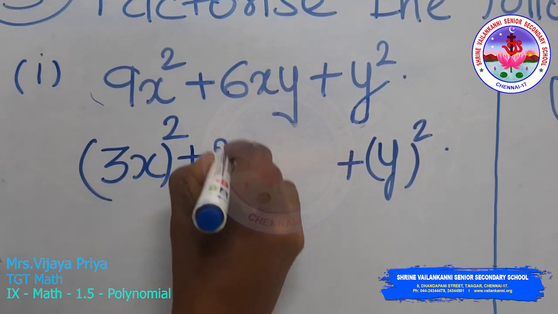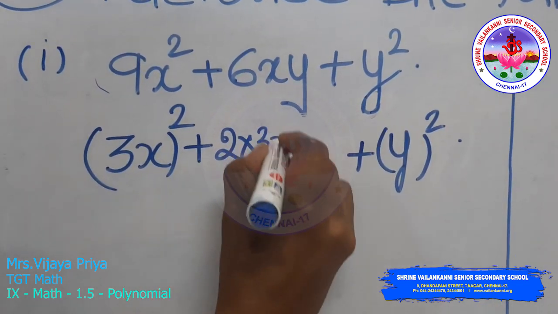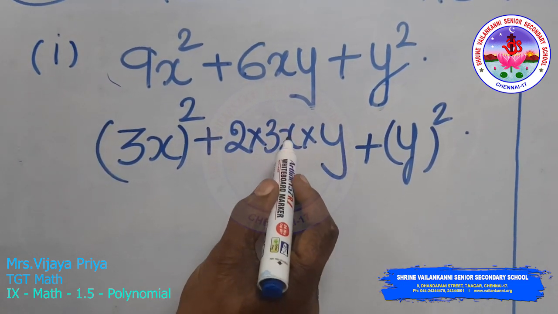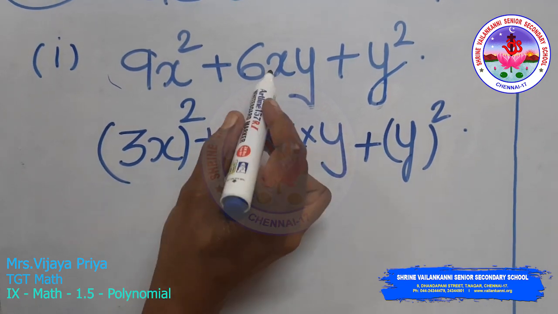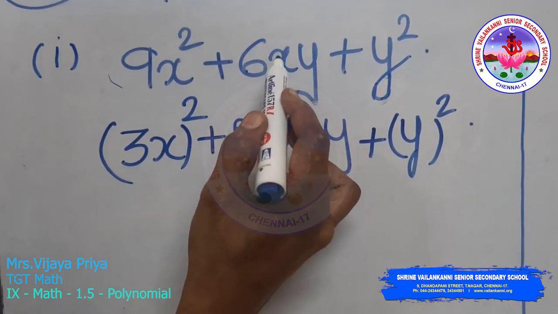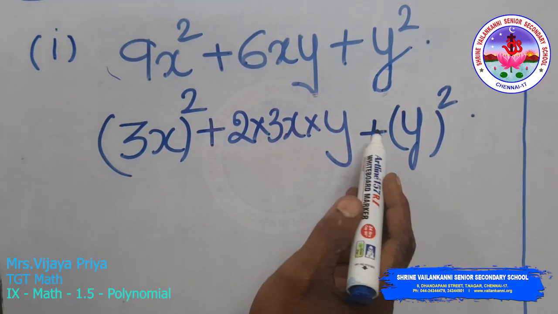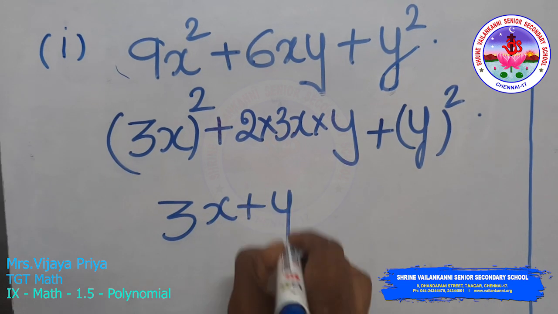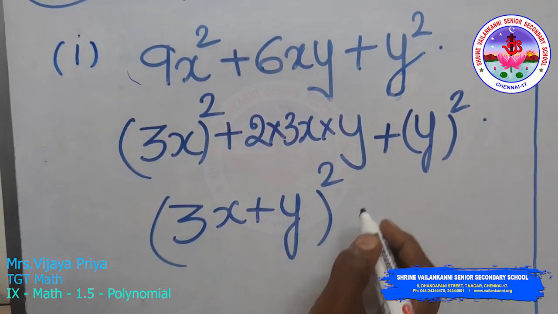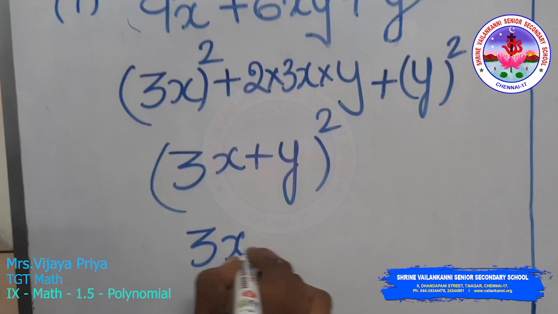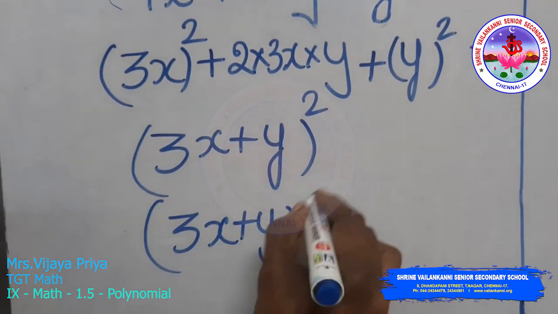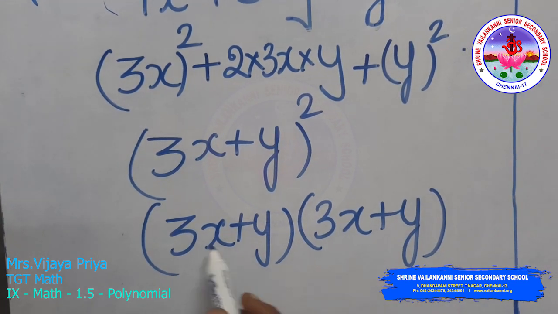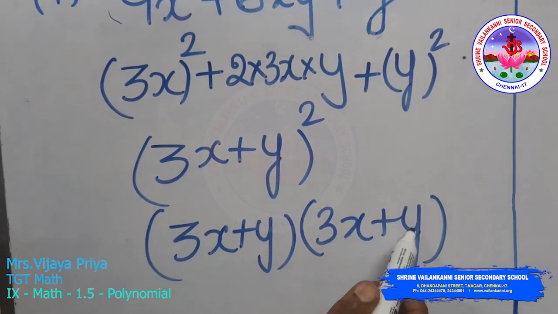The middle term will be 2 into 3x into y. If I multiply, 2 threes are 6, and x into y, so this term becomes 6xy, which satisfies the middle term. So it is of the form (x + y) whole squared. This expansion becomes (3x + y) whole squared, which can be further written as (3x + y) into (3x + y). Hence I factorized the polynomial as (3x + y)(3x + y).